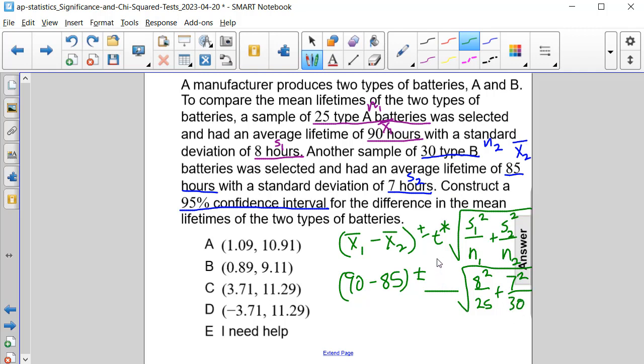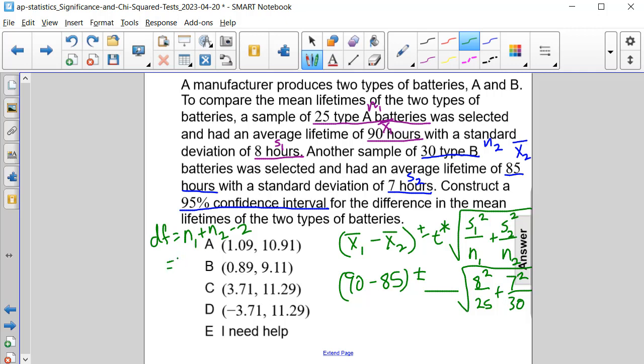Okay, so now we've got to calculate our t star value. And in order to do that, we need to determine the degrees of freedom. The degrees of freedom is equal to N sub 1 plus N sub 2 minus 2, or the sum of our two sample sizes minus 2, because when we have one sample, it was just N minus 1. So if we do N minus 1 for set 1 plus N minus 1 for set 2, when we combine like terms, we get N for set 1 plus N for set 2, and then minus 2.